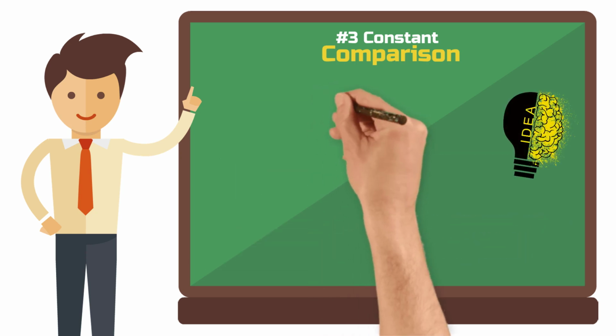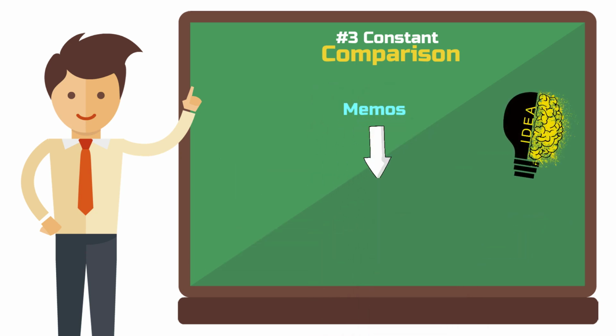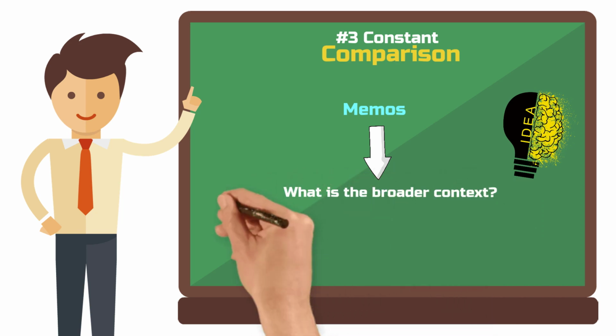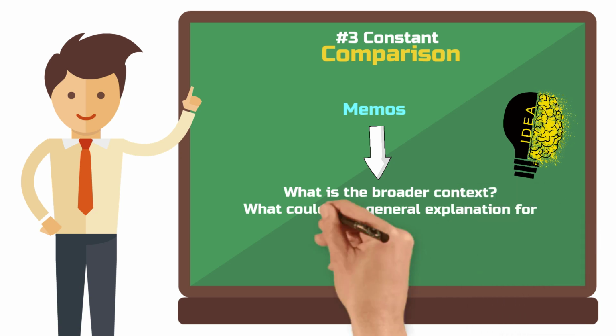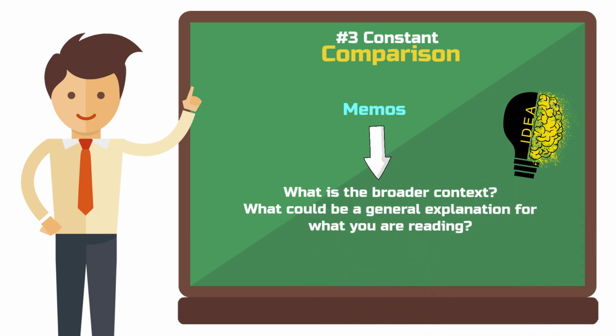At this stage, memos play an important role again. Here you can jot down all your ideas as you code. What is the broader context? What could be a general explanation for what you are reading? Memos serve as a playground where you draft your initial theory.